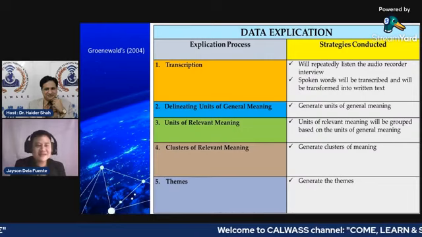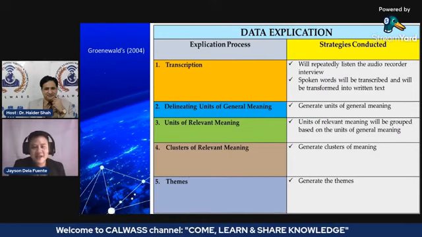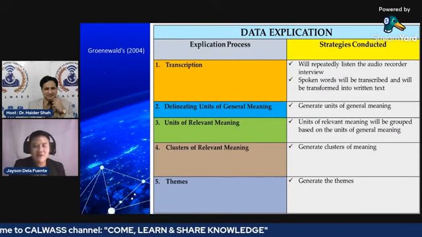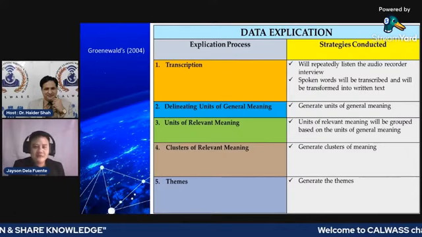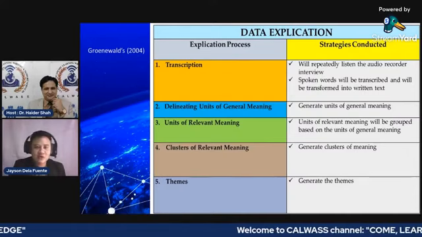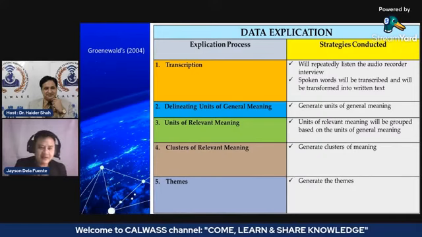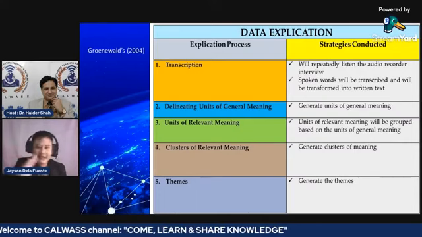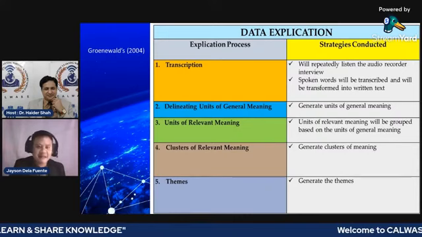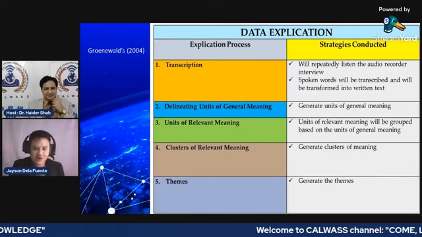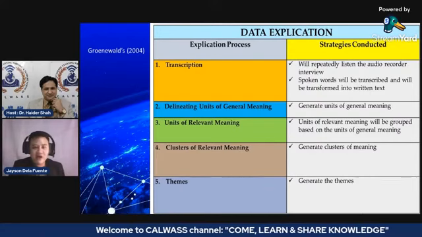Okay. So after generating units of general meaning, out of that, you are going to have units of relevant meaning. From the responses, you are going to select those responses that are relevant and discard, delete, omit those responses which are not related to what you are trying to explore. Okay? Next, out of that relevant meaning, we are going to cluster those.